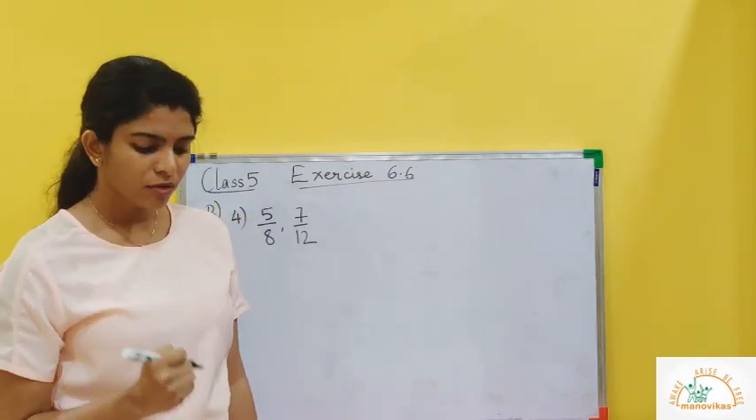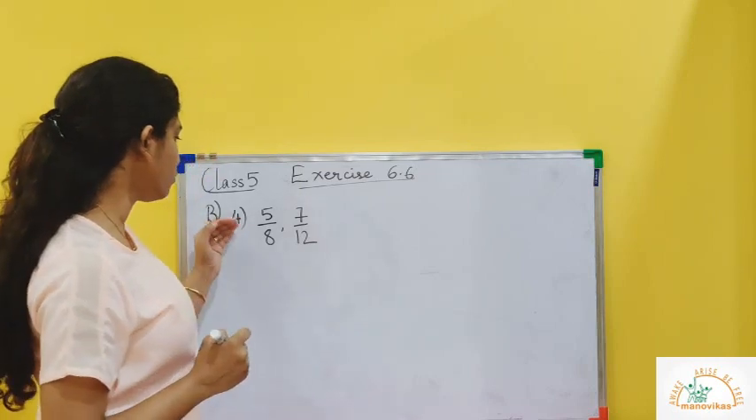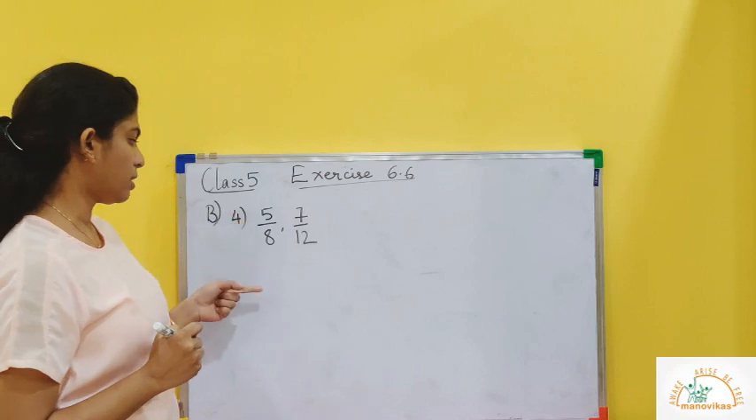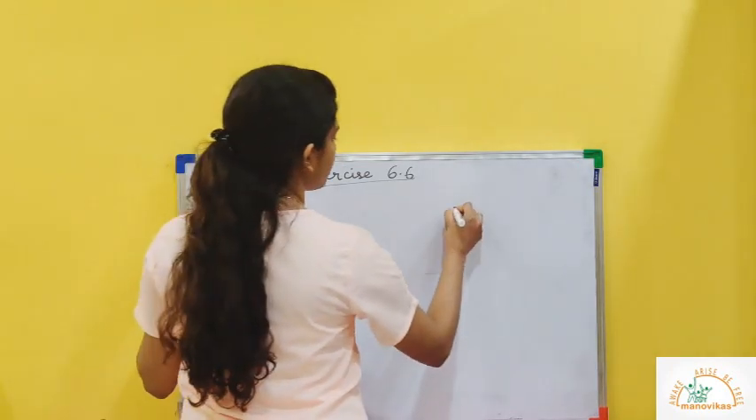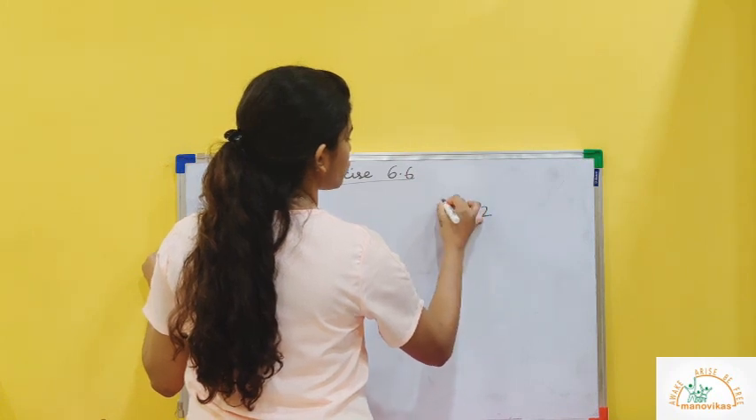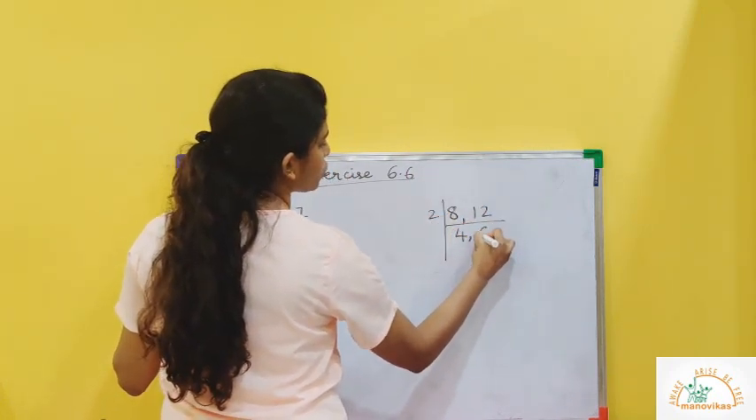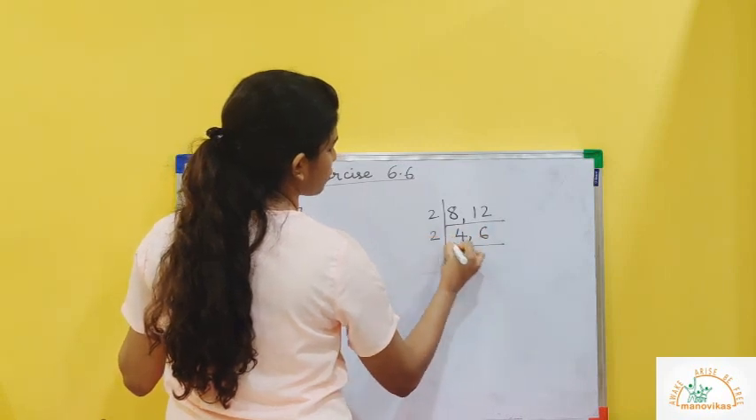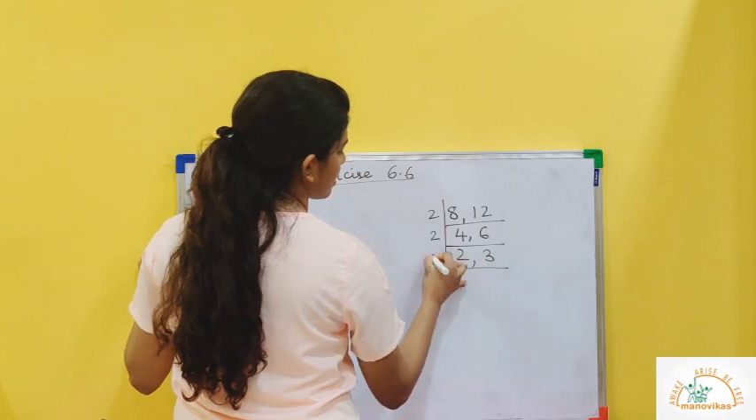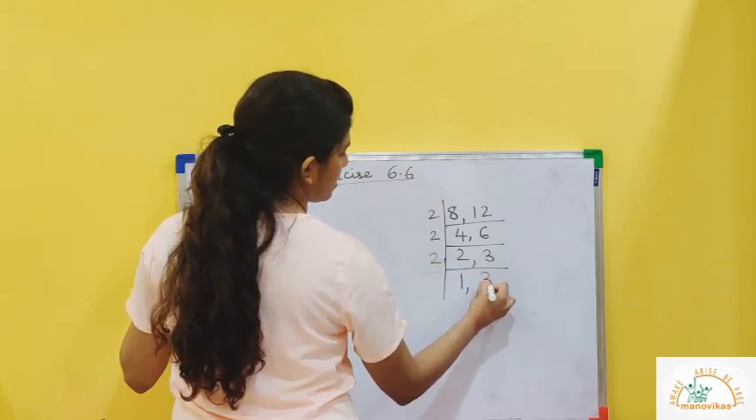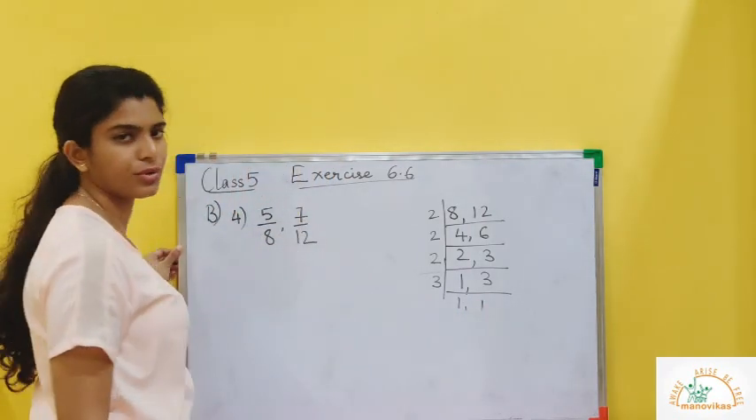Question B. Which fraction is smaller in each pair? So I have taken the fourth one. 5 upon 8, 7 upon 12. Same way we have to do. First we will find the LCM of these two numbers. 2 4s are 8, 2 6s are 12. 2 2s are 4, 2 3s are 6. 2 1s are 2, bring down 3, 3 1s are 3.